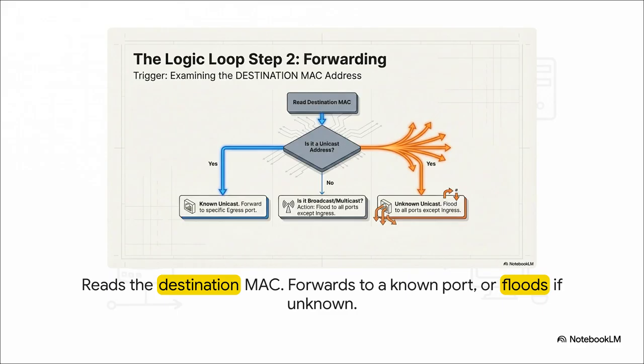If it finds a match, a known unicast, it sends the frame only to that one specific port. Total precision. But if the destination is a mystery, or if it's a broadcast that's meant for everyone anyway, then it has no choice but to flood the frame out of every other port.